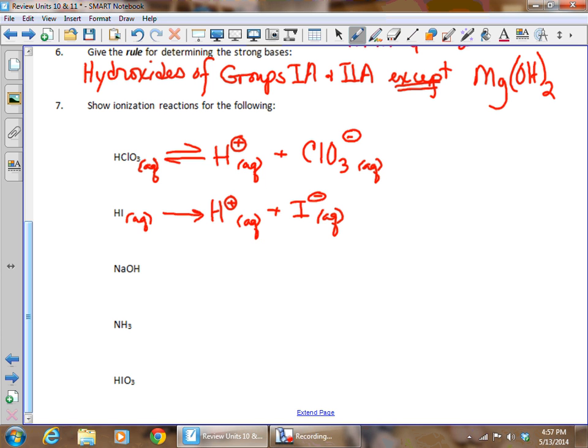NaOH is a base, and sodium is in group 1A, so it's going to be a strong base. So we get a strong arrow, and we end up with Na+ aqueous and OH-. The hydroxide splits off.